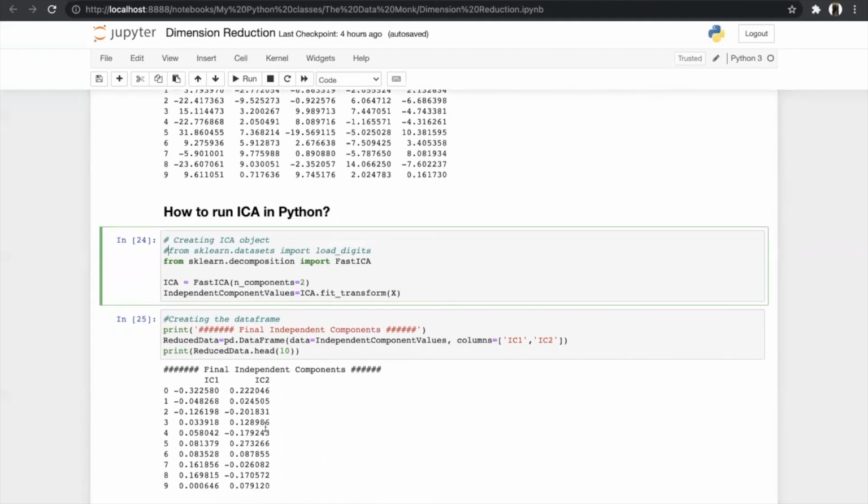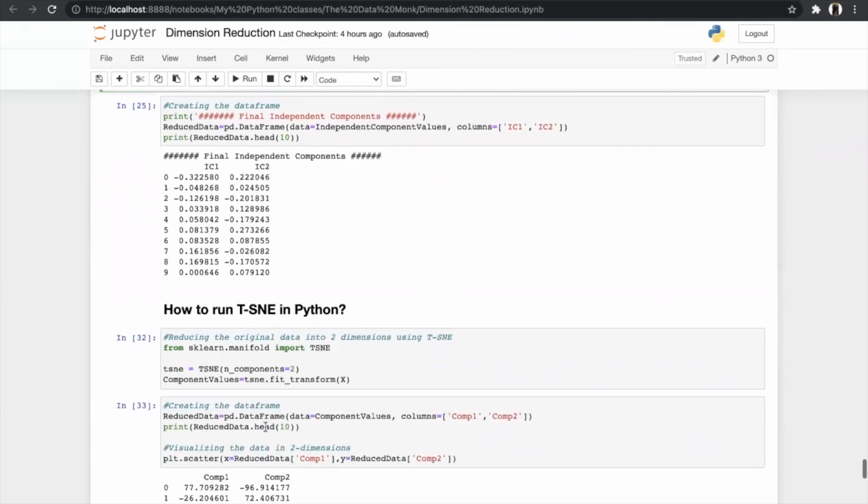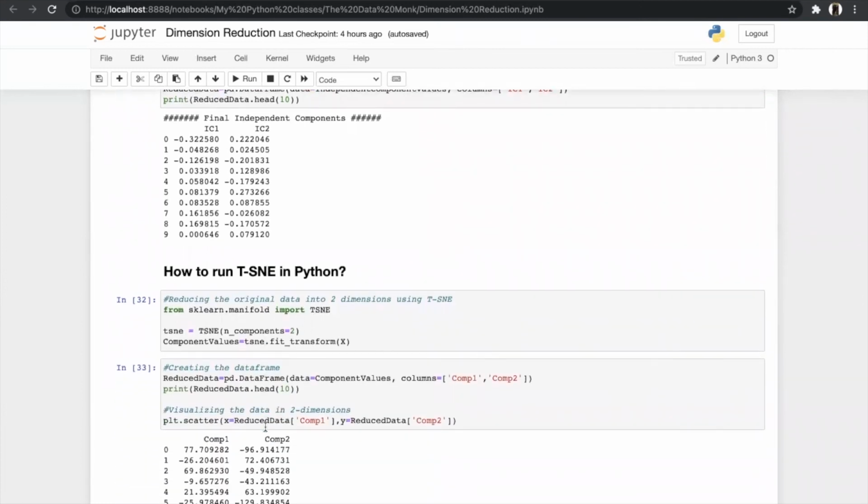Then after building the model for the ICA, we will see how to run t-SNE in Python. For t-SNE, first we have to import the library, importing TSNE from sklearn.manifold. Then for the hyperparameter n_components, we have assigned it to 2. That means we will reduce the original data into 2 dimensions using t-SNE. The basic function of t-SNE is to visualize the data, so it will be easy to visualize the data in 2 or 3 dimensions. That's why we have used n_components equal to 2.